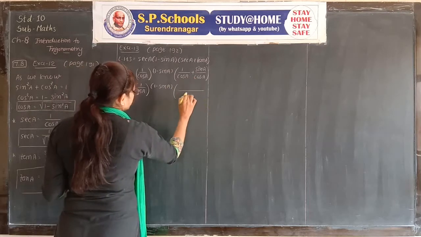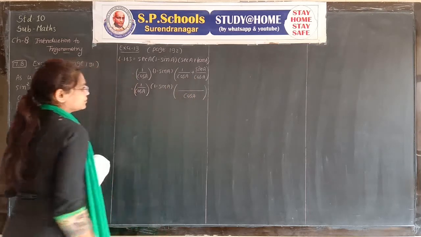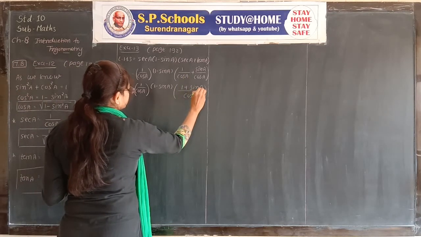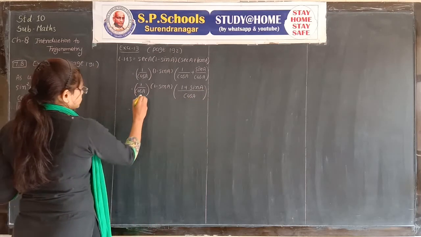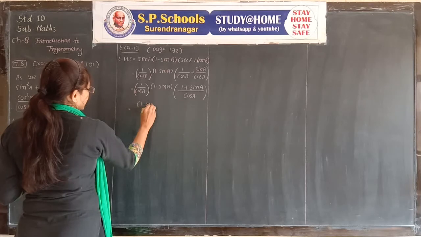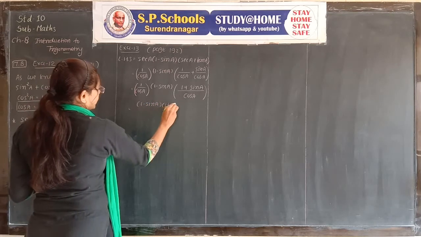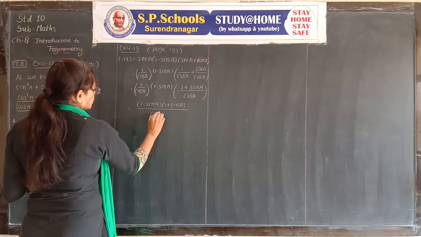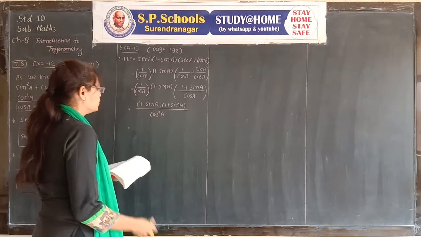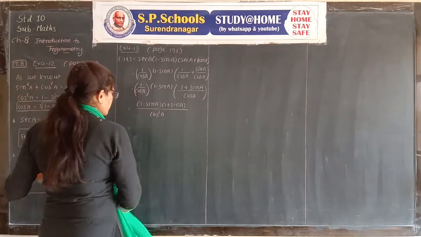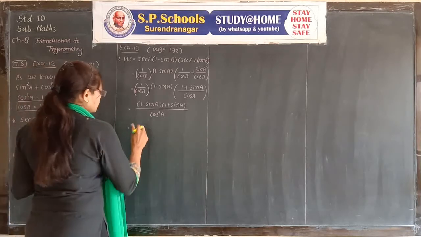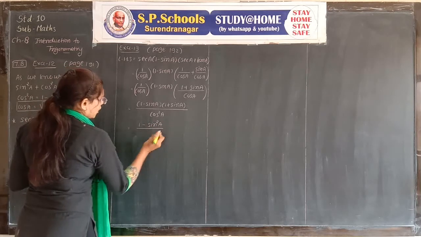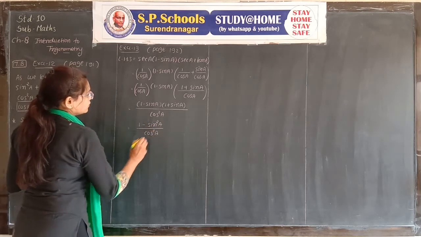In the next bracket, we need to take LCM. Cos A is the LCM, and the numerator is 1 plus sin A. Now see in the numerator, 1 minus sin A in one bracket and 1 plus sin A in another bracket, upon cos A into cos A, means cos square A. 1 minus sin A and 1 plus sin A look like a minus b and a plus b, so it is square of 1 minus sin square A upon cos square A.